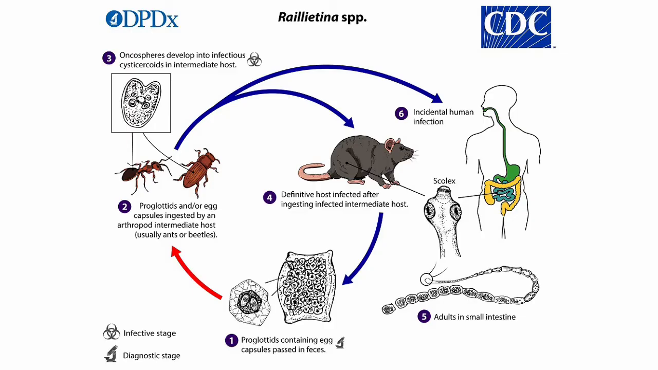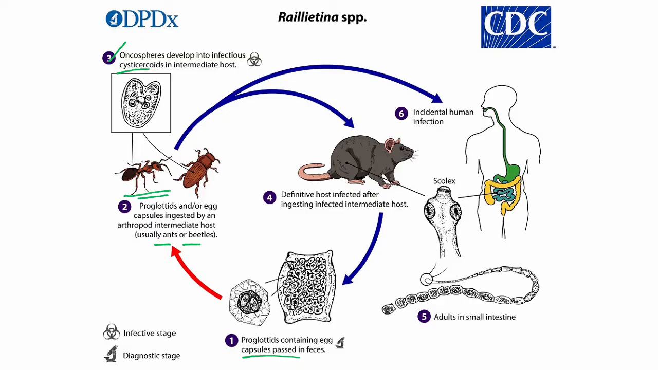So here is the visual representation of the life cycle for Rhyletina species. So this starts off when proglottids containing egg capsules are passed down in the feces by an infected definitive host. So this egg capsule will be ingested by the suspected intermediate hosts such as ants or beetles. So within those arthropods, the motile embryo called oncospheres will develop to become the infective larval stage called the cysticercoid larva.